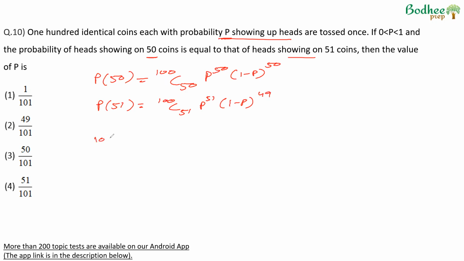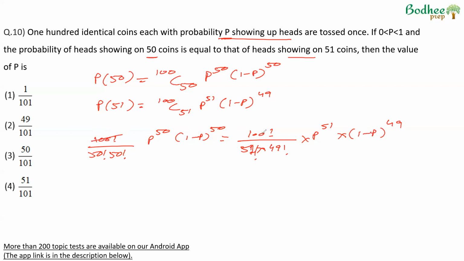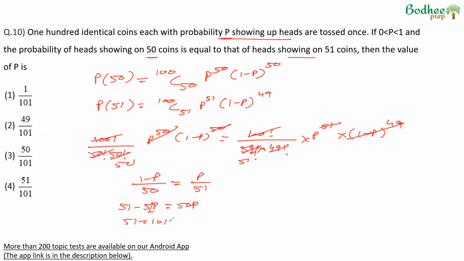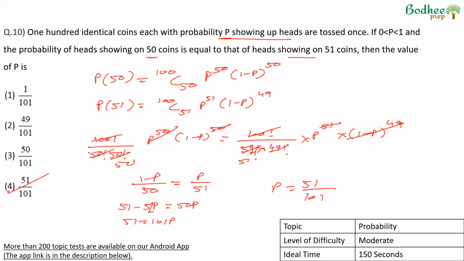This is equal. So we write 100 factorial upon 50 factorial, 50 factorial, into P raised to power 50 into 1 minus P raised to power 50, is equal to 100 factorial upon 51 factorial into 49 factorial into P raised to power 51 into 1 minus P raised to power 49. 100 factorial cancels, 49 factorial cancels, and so do the powers. So we are left with 1 minus P by 50 is equal to P by 51. So 51 minus 51P is equal to 50P, or 51 is equal to 101P, and therefore P is nothing but 51 by 101. Again, the process is standard, and therefore I'm saying easy to moderate question, about 2 to 2.5 minutes to solve.